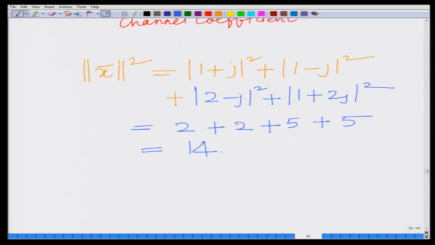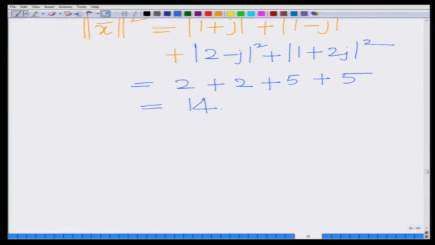This is the norm of x bar square, which we have derived as the sum of the squares of the magnitudes of each of the components of this complex vector. This we have derived as basically equal to 14.